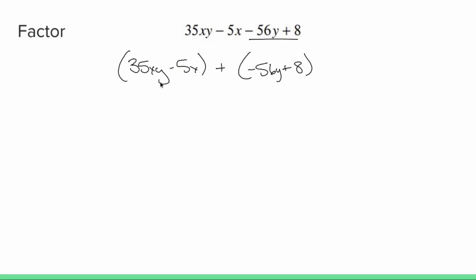Now factor each parentheses on its own. I can pull out a 5 and I can pull out an x. So let's pull out a 5x. When I do that, I am left with 7y minus 1.